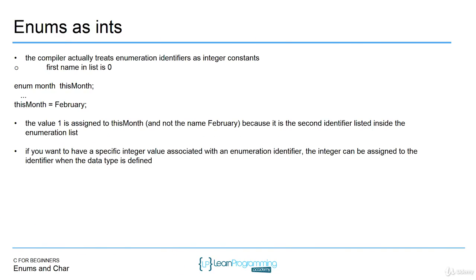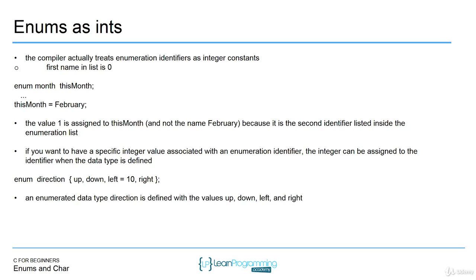Now, if you want to have a specific integer value associated with the enumeration identifier, you can explicitly assign something using the assignment operator when you actually define the type. So, for example, here, if we define a new enum of type direction, and we're saying that the valid values for direction are up, down, left, and right, you'll see that the third value, left, actually has an equals. That's saying that left is going to be equal to 10. So our enum type direction is defined with the values up, down, left, and right. Those are the only valid values that you can assign to variables of this type.